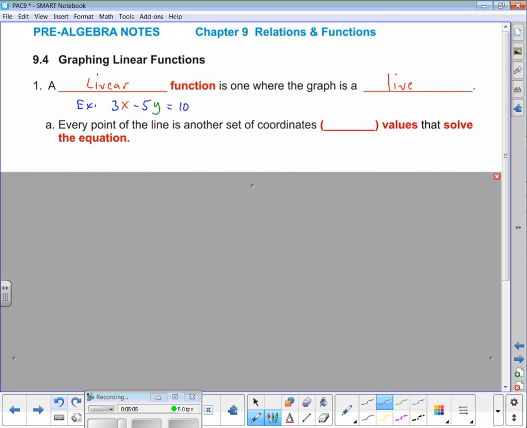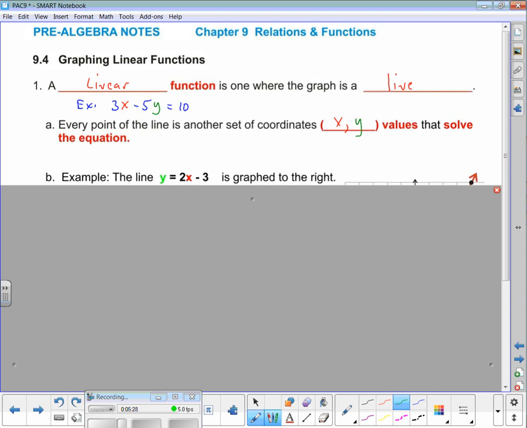All right. Every point on the line is another set of coordinates, parentheses x, comma, and then I'm going to take my green for the y. It's another set of x, y values that solve the equation. Every point of the line is another set of x, y values that solve the equation.